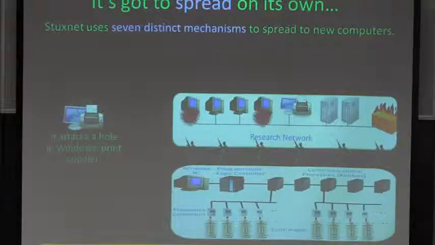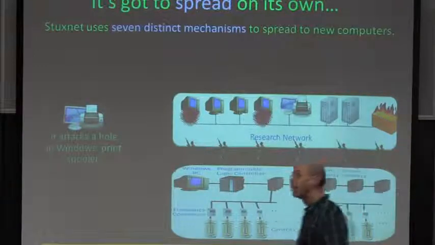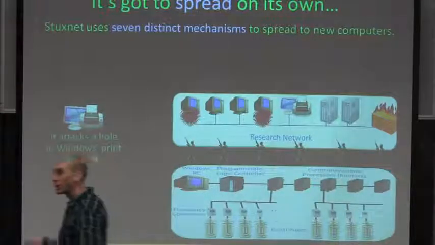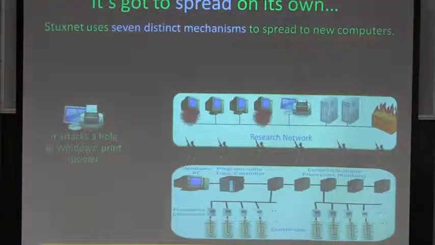Okay? Stuxnet also attacked Windows print servers. So what does this mean? Well, other computers can connect to your computer if you want to print something out. If your computer is connected to a printer, I can connect to your computer and print something out from your computer, but I can also attack your computer through that printer connection. And so Stuxnet used a hole in the Windows printer service in order to break into machines like that.